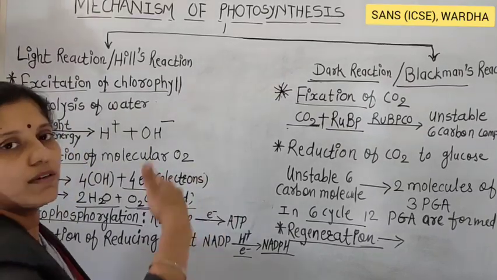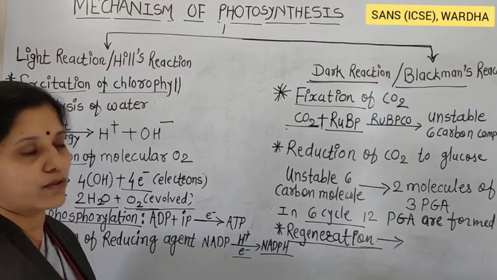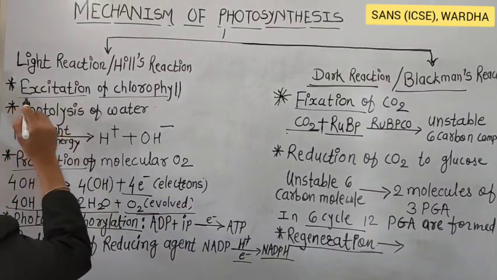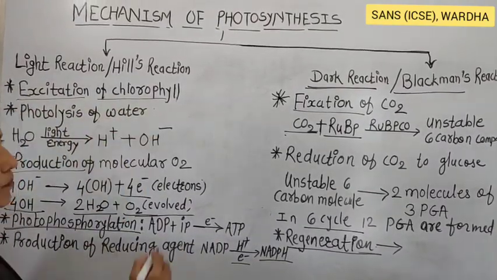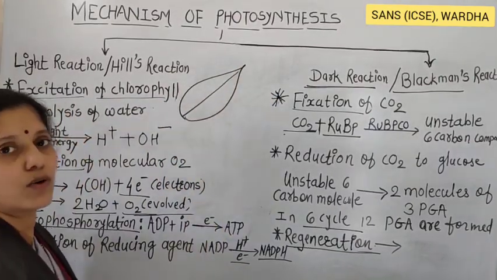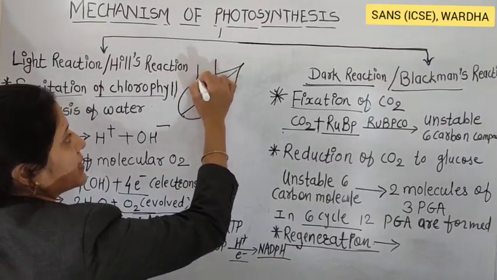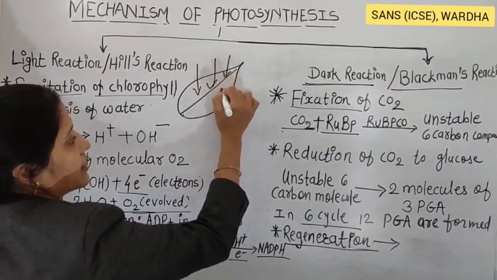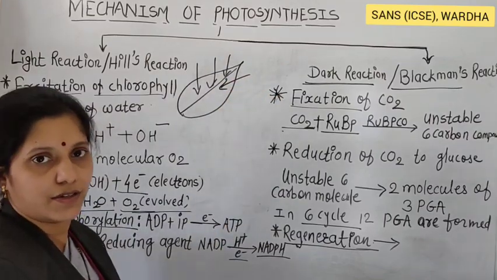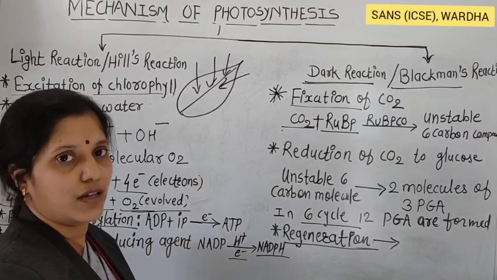Here, whatever sunlight is absorbed by the plant is utilized in the whole process. First step of this is excitation of chlorophyll molecule. The green leaves of the plant contain chlorophyll in the chloroplast. These chlorophyll molecules get excited. They get activated when they absorb the light energy. This excitation makes them go to a higher energy level.